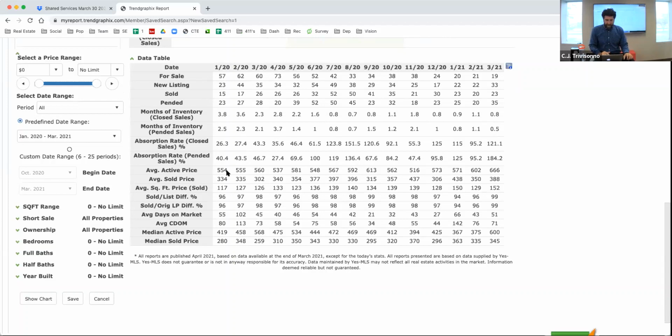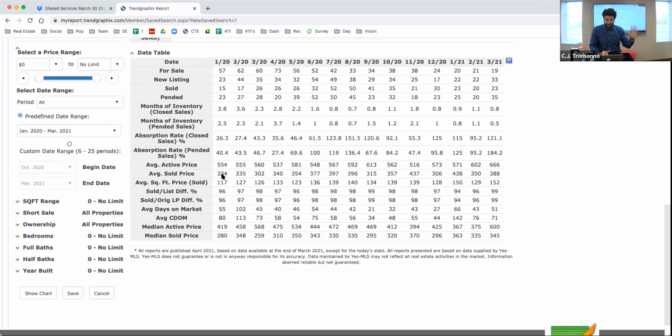So the average active price a year ago, in January of 20, was 554. Right now it's 666. The average sold price is kind of funky, so look at the average price per square foot that's sold. In January of 20, it was $117 a square foot. Right now it's $152 a square foot. So I mean, that's a story.